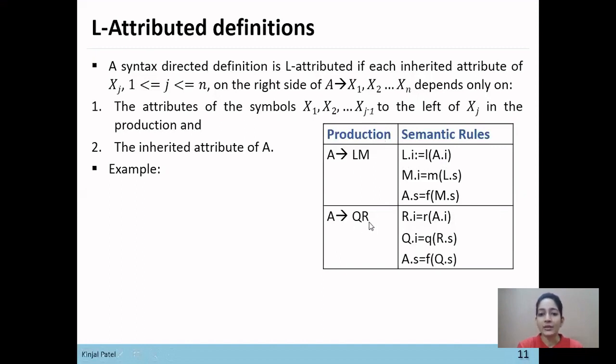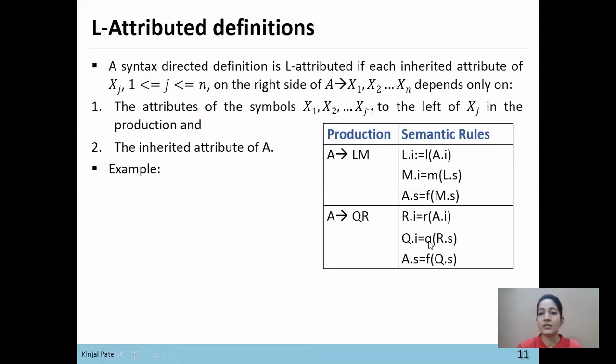Now we'll check for the second rule, that A derives QR, where R.i depends on the A.i. Means here R is inherited attribute and it depends on the parent of it. So here R depends on the parent of R, so it is L-attributed definition because it follows the rule of L-attributed definition. Now next is Q.i equals R.s. Means here in second semantic rule, Q.i equals R.s. So here Q is inherited attribute and it depends on the right sibling, which is R.s.